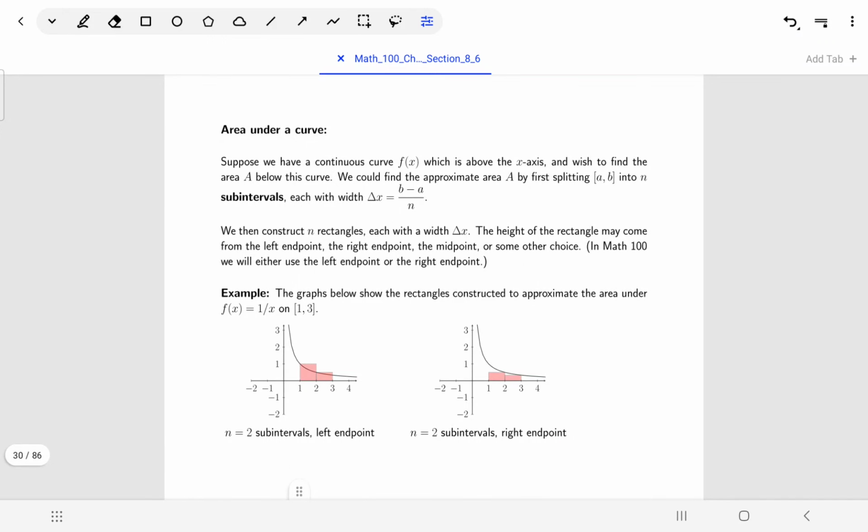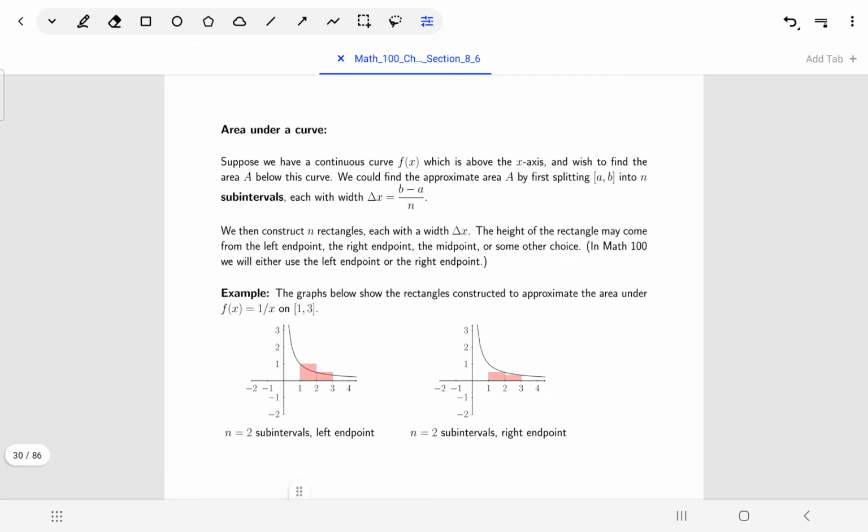Now, the reason why we're going to be talking about these summations is because we're going to use them in the service of finding the area under a curve. So for our problem, we've got a continuous curve. It's above the x-axis, and we want to find the area under the curve.